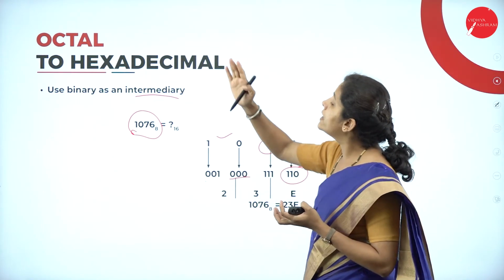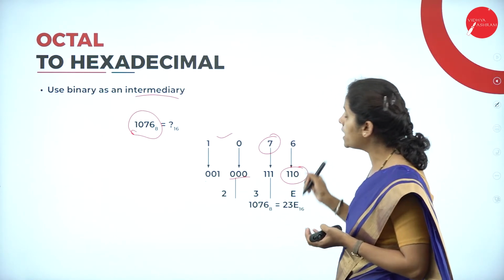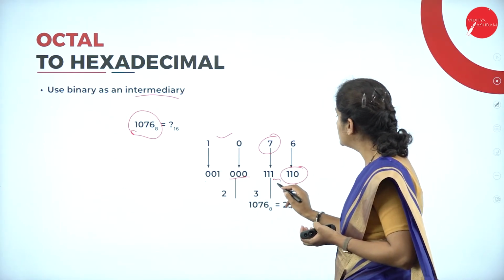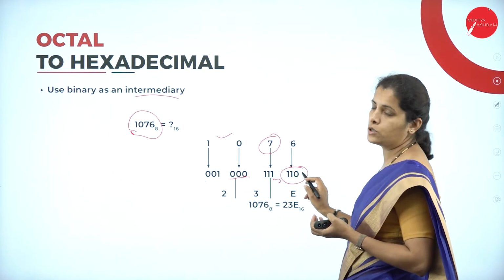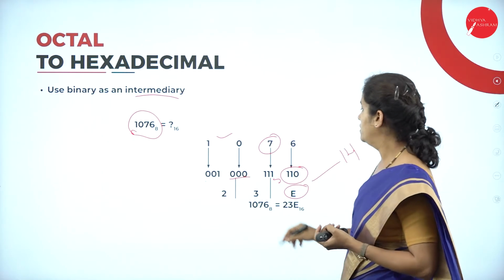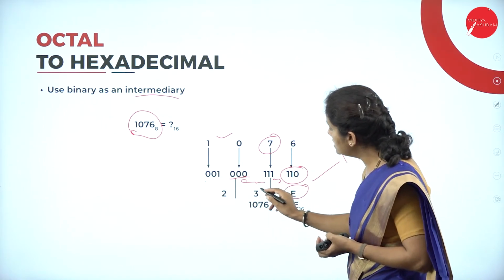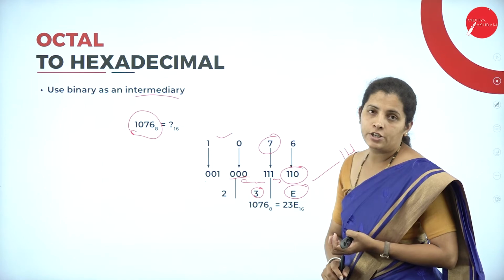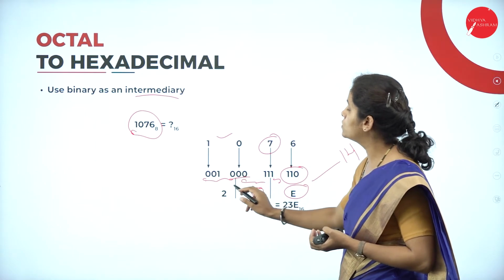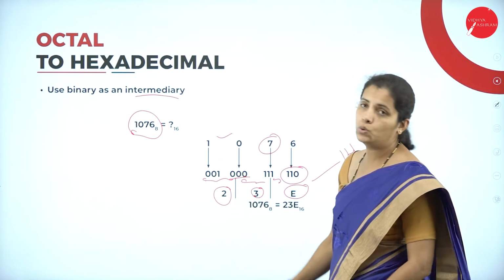I repeat, in hexadecimal, I am going to group 4 bits together. So here it is 1110. That means it is E. E is nothing but 14. So here I am going to get 0011. So it is the hexadecimal representation 3. Then here I am going to get 0010. So it is the hexadecimal representation 2.